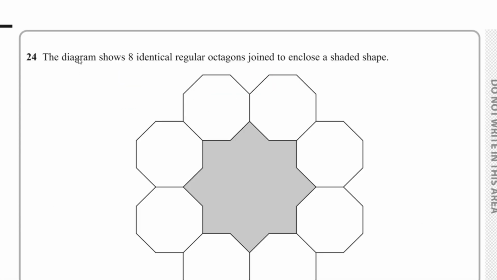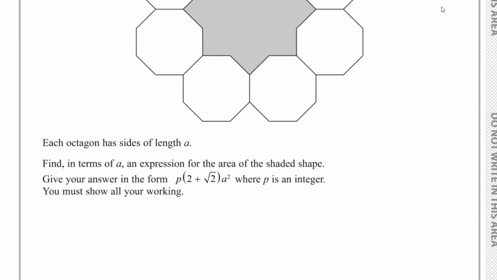Question number 24. The diagram shows 8 identical regular octagons joined to enclose a shaded shape. Each octagon has sides of length A. We have to find, in terms of A, an expression for the area of the shaded shape. Give your answer in the form P times 2 plus root 2 A squared, where P is an integer. You must show all your working.